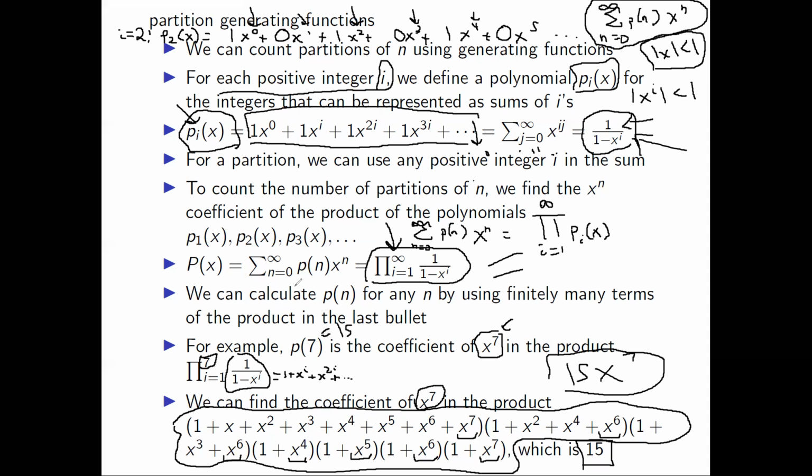So this is a pretty simple way to calculate P of n for any n, as long as n is some pretty small finite number. And even if n is not that small, you can easily write a computer program to do this. And it'll be much simpler than just trying to brute force calculate all the partitions.